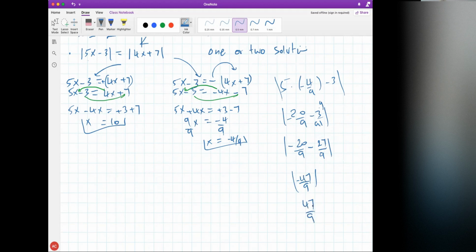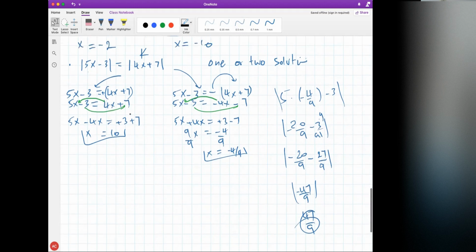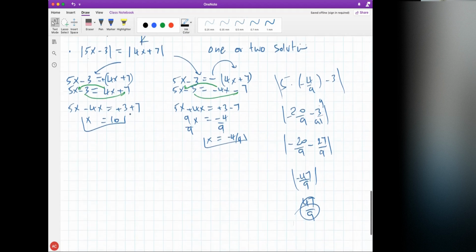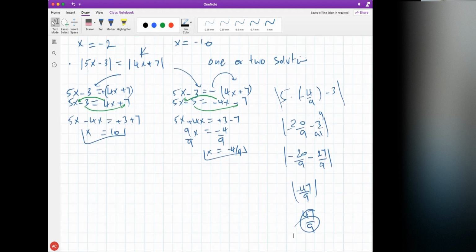Then you do the same thing on the other side, you should get the same thing. If you don't get the same thing, check again, check your signs, check your equation here and so on. Okay, so that's what happens if you have two absolute value equations. It should be pretty simple. Let's do another example like this.